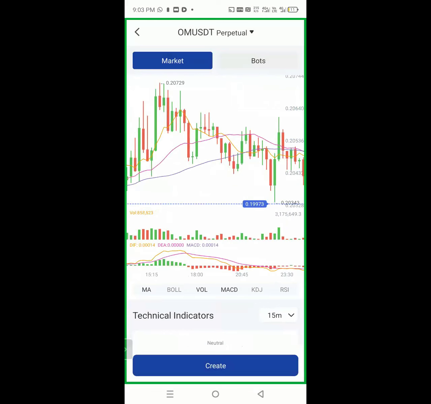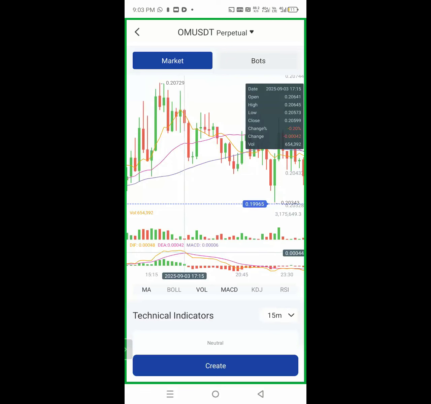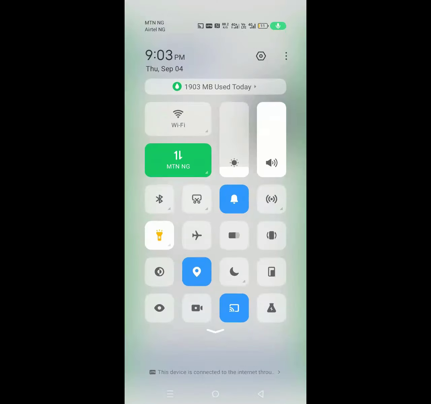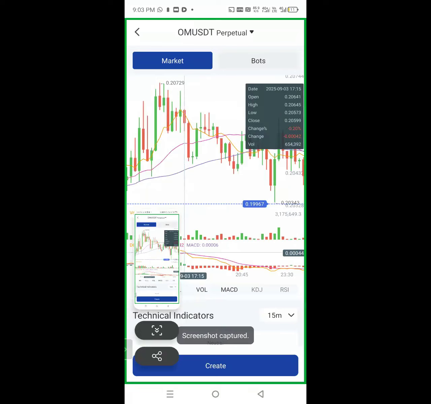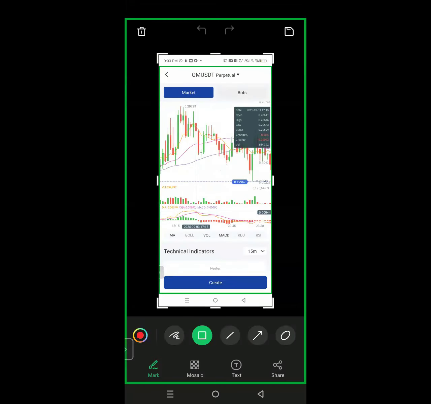Okay, let's see here. Look at this place. So the MACD crosses here. So look at this place. You can see the death cross. And when it happens, you can see the downward movement. From here, you can see that it came down.